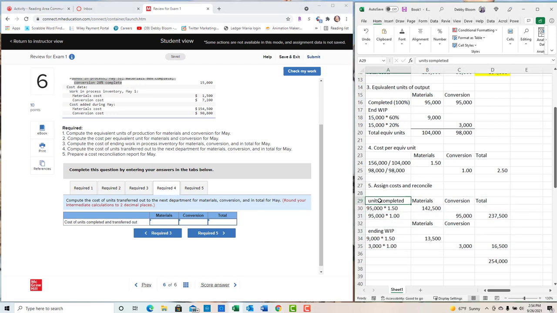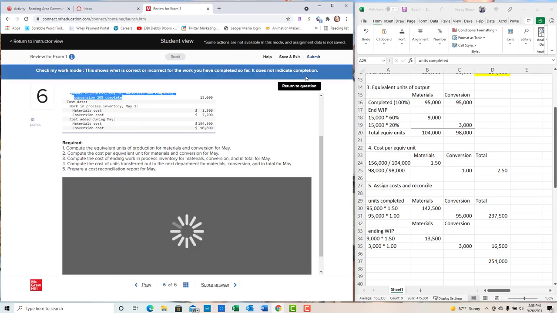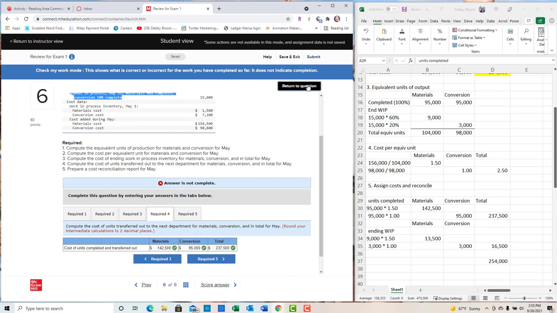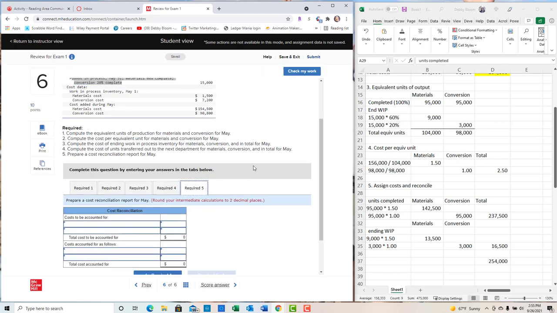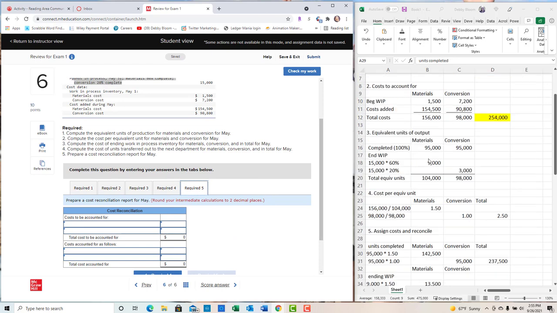That was our units completed. So that's this section right over here. So that is going to be 142,500 in materials, 95,000 in conversion, the total 237,500. And the last requirement, requirement number 5, cost to account for. So our cost to account for comes from step 2.